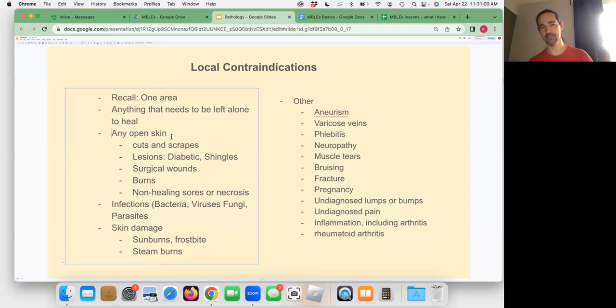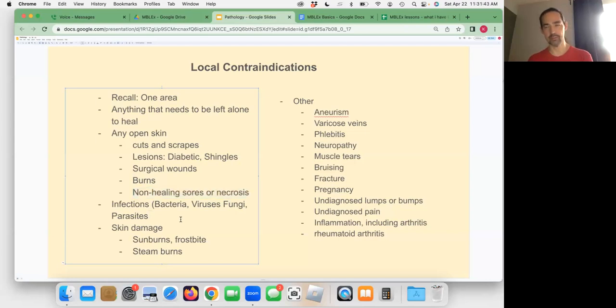Any kind of open skin, for sure. Cuts and scrapes, lesions, which you see in diabetes, see those also in shingles. Any kind of surgical wound, someone has stitches, liquid stitches, anything, bandages, burns, including sunburn, right? Non-healing sores or necrosis.